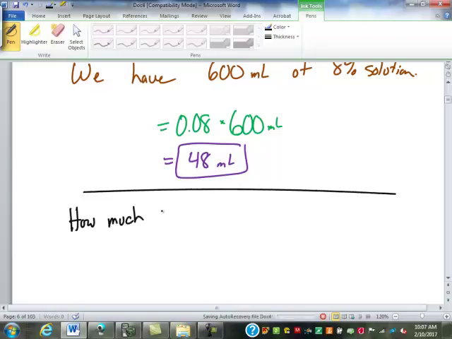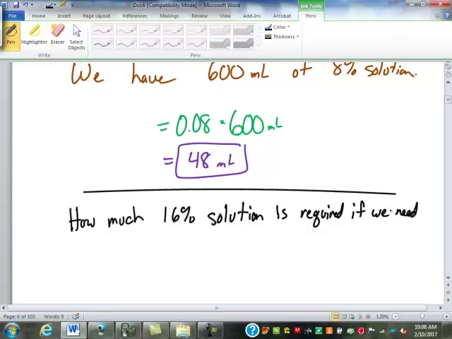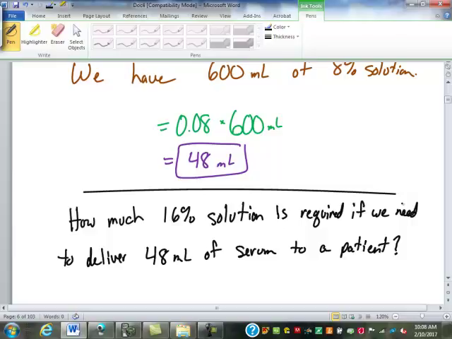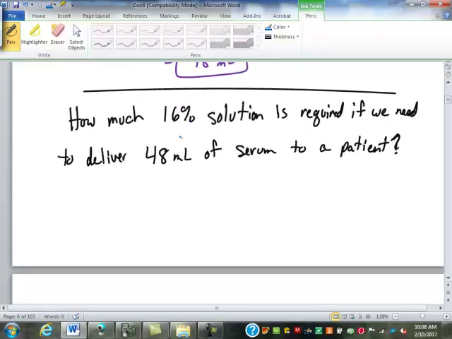So how much 16% solution is required if we need to deliver 48 milliliters of serum, of our active ingredient, to the patient? Well, this one's going to be a little bit backwards. The amount is equal to the concentration times, I'm just going to put volume here. So we know the amount we want to deliver is 48 milliliters.